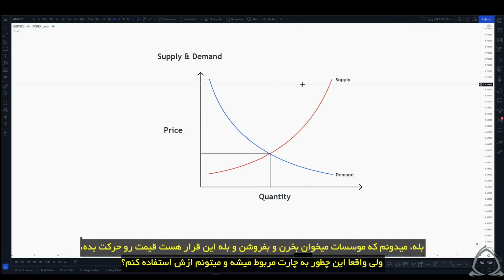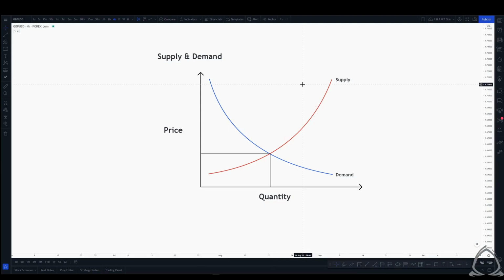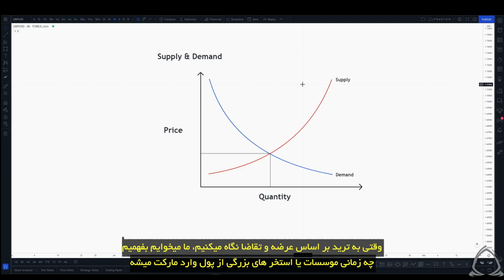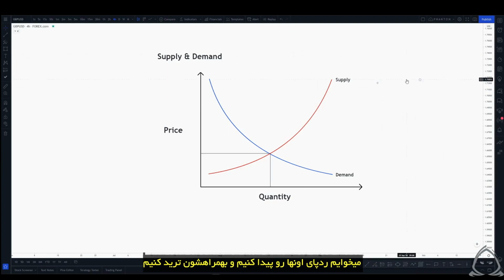Yes, I understand that institutions want to buy and they want to sell, and yes, that's going to drive price. But really, how does that translate to a price chart? And how can I actually take advantage of it? So what we're trying to do when looking at supply and demand trading is identify when an institution or large pool of money is entering the markets. We're trying to identify their footprints and trade alongside them.